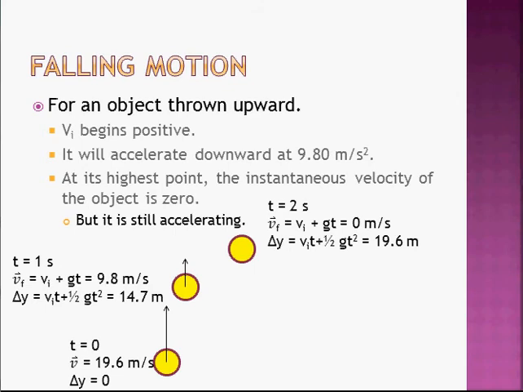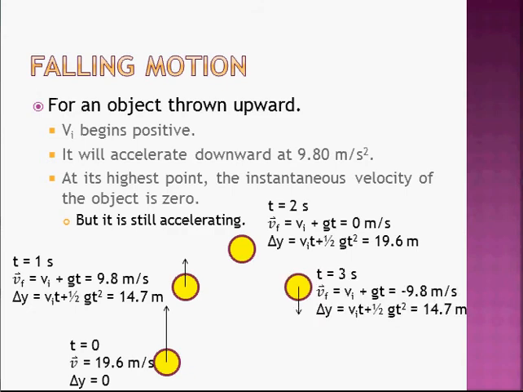So let's just keep it going. So now after 3 seconds, what happens? Well, we have a velocity of 0 at the top, so now it's going to start getting faster in the downward direction, so it's going to start moving back down. And it turns out, after 3 seconds, our velocity is negative 9.8, and our displacement is 14.7 meters. And if we let it go 1 more second, so at 4 seconds, our velocity, actually I made a mistake there. That should actually be negative 19.6 meters per second, and my displacement should be 0.